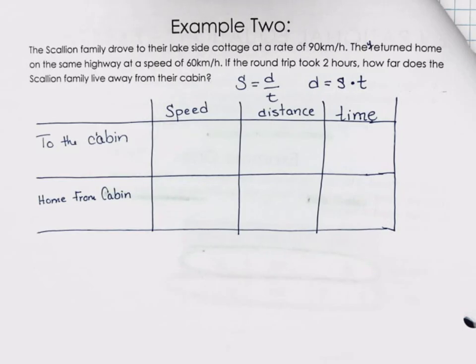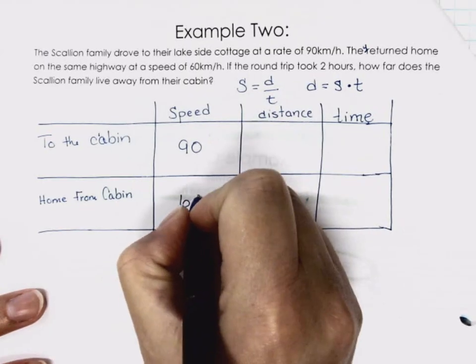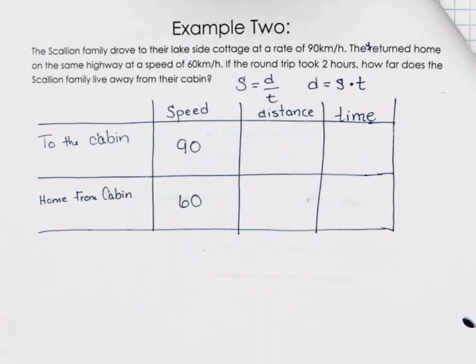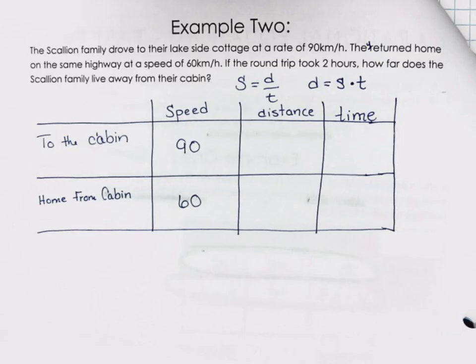Okay, so now let's put in what we know. We know speed to the cabin is 90. We know home from the cabin is 60 kilometers per hour. Again, I'm not going to use units until the very end because I find they kind of get me confused with all the letters and different things going on. So I wait till the end to use them. Okay. Do we know how long it took me to get to the cabin? No. So what letter are we going to use? D. T. Just use T.